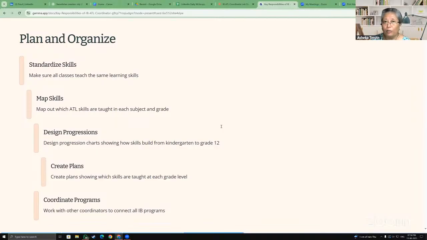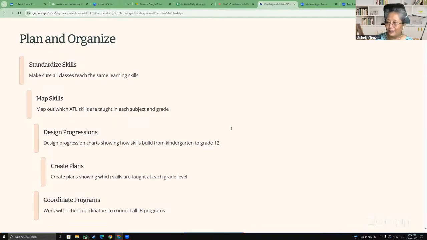So in the mapping document, you will put down your unit name or the activities or learning engagements that you are teaching to your students. The mapping document will be both a vertical articulation of the skill as well as a horizontal articulation of the skill. Horizontal articulation means teaching the same skills in the different subjects of the same grade.